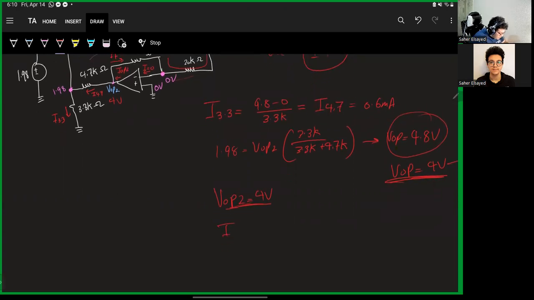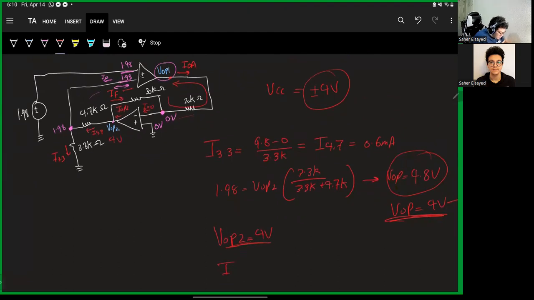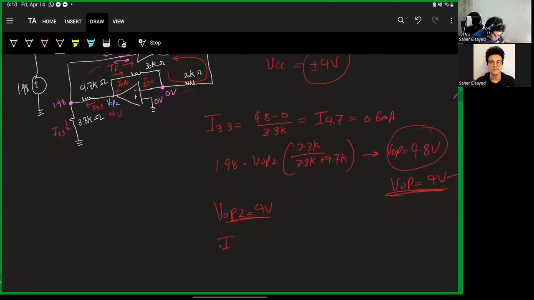So we know there is no current going in here, right? So the current, which is I 4.7 volt, let's say it's the same current. This is the same current. So current here, I'm just gonna call it I1. I1 is basically VOB2 minus 0 divided by the sum of the two resistors, which is 4.7K plus 3.3K. We're gonna substitute the 4 volt. You end up with I to be 0.5 milliamps.